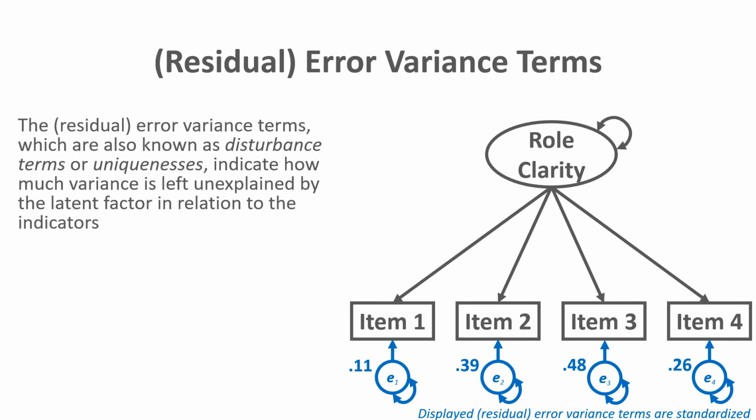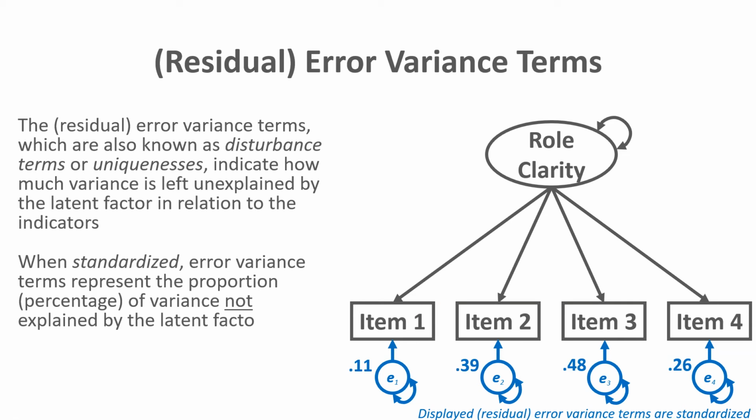So the residual error variance terms, which are also known as disturbance terms or uniquenesses, are going to indicate how much variance is left unexplained by the latent factor in relation to the indicators. So you can see here, again, we have these directional arrows for role clarity. When role clarity is predicting or causing, conceptually speaking, item 1, for example, this residual error variance term here represents the leftover variance that's not explained by the latent factor in our item, okay? Or more broadly, we would say this is the indicator.